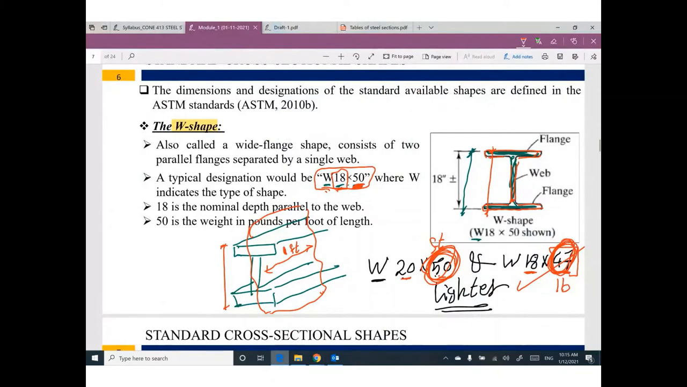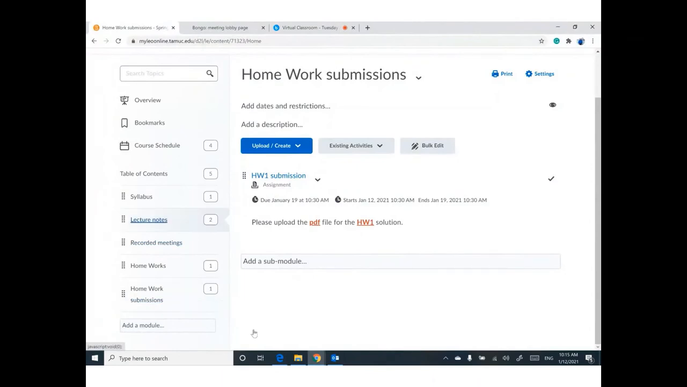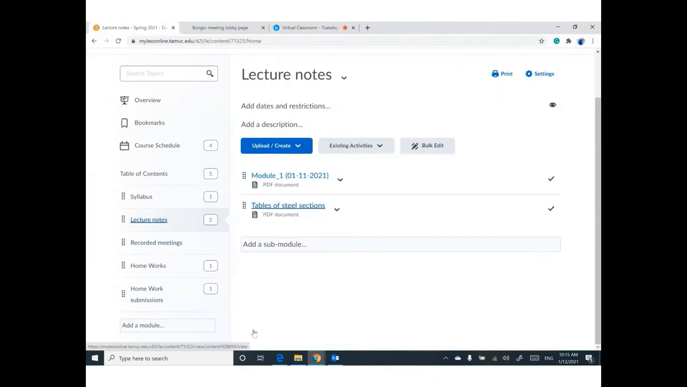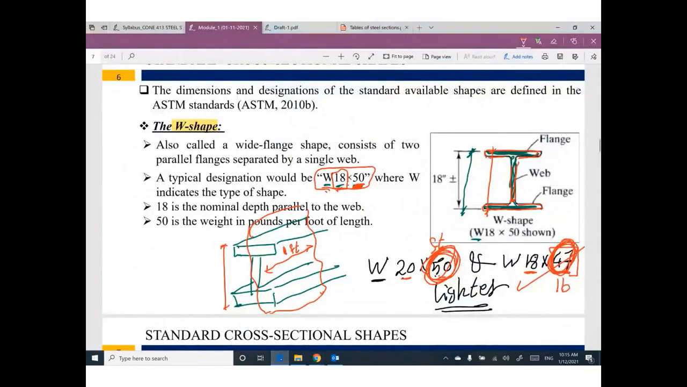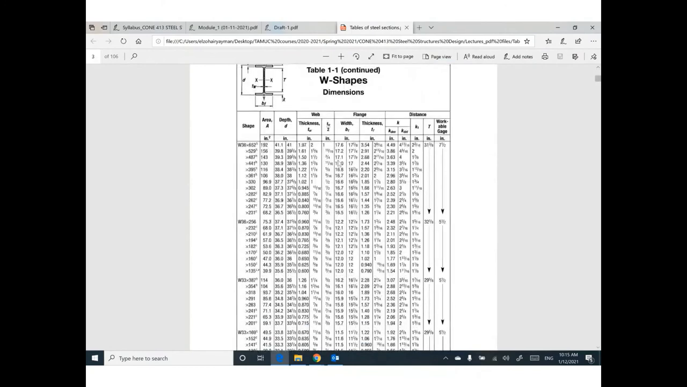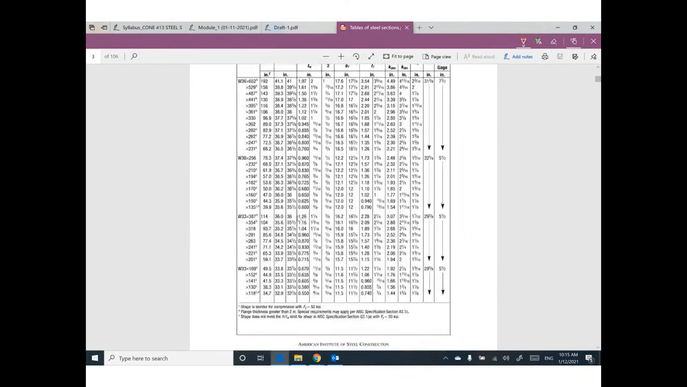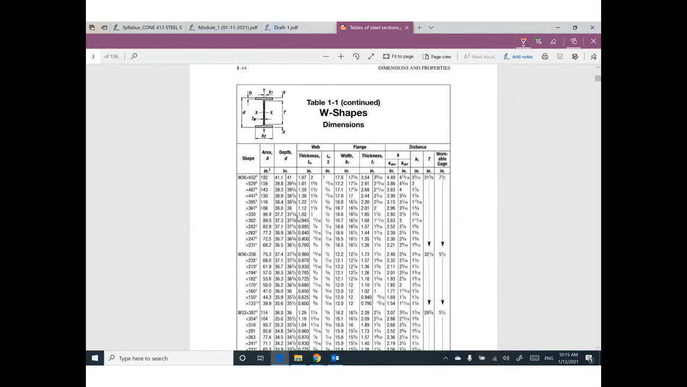One more thing. If you go back to my layout for lecture notes, I uploaded tables of steel sections. If you open this file, you can find W shapes Table 1.1. For W shapes, for example, if you are looking for the cross section W36 times 330, we have cross section W36 times 330.